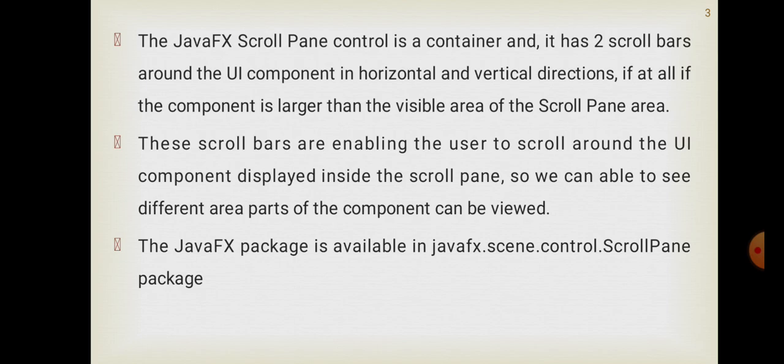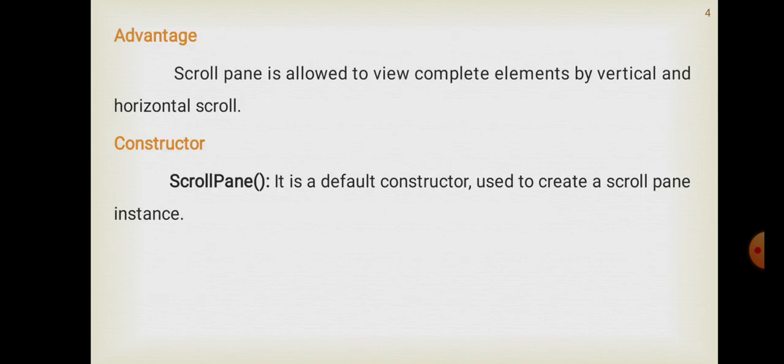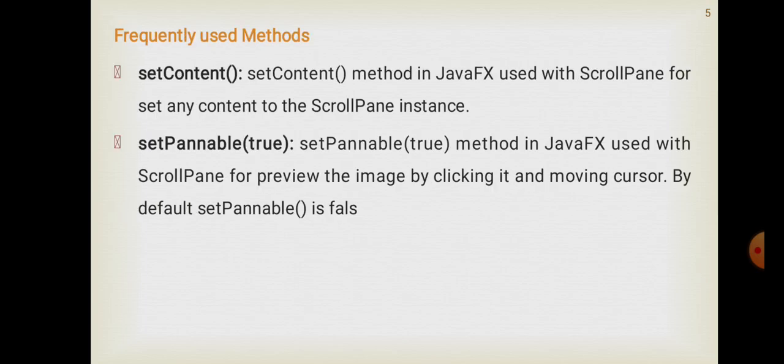The JavaFX package available with this component is javafx.scene.control, and under that we have the ScrollPane. So what is the advantage of ScrollPane? It allows viewing the complete elements of the particular page either in a horizontal way or in a vertical way. The constructor we are using for this is ScrollPane, where S and P are capital letters. This is a default constructor which is used to create a ScrollPane instance.